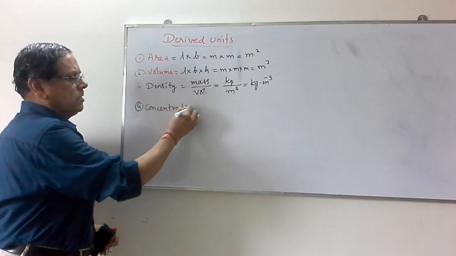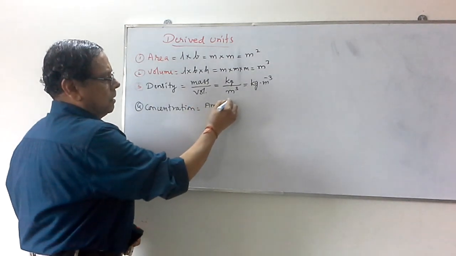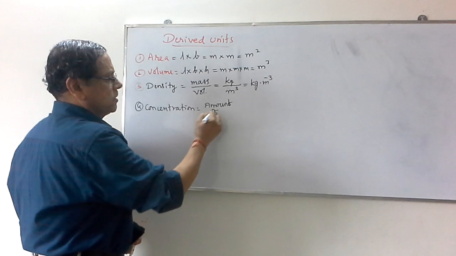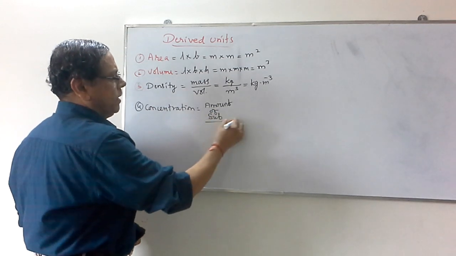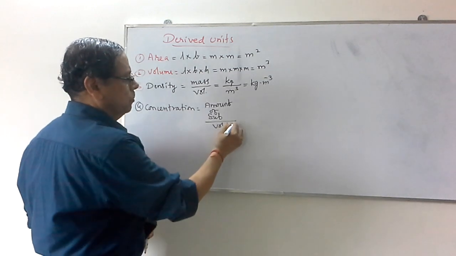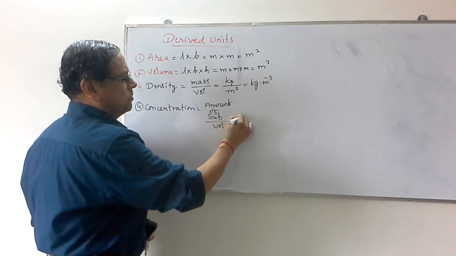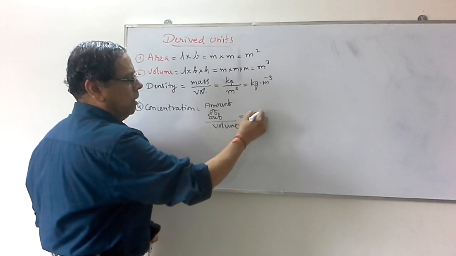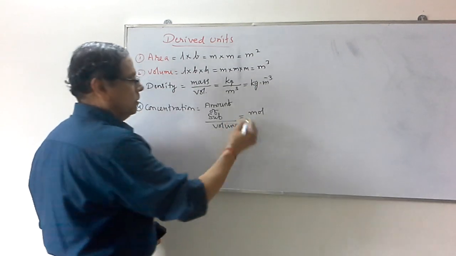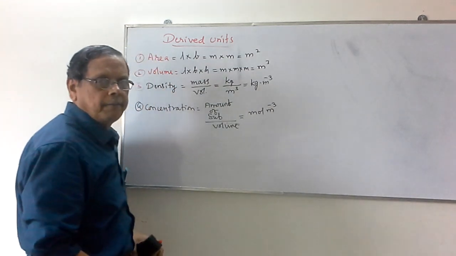Concentration is expressed as amount of substance divided by volume in liter or meter cube. So amount of substance is expressed in terms of mole. The volume is expressed in terms of meter cube. That's why it is mole per meter cube.